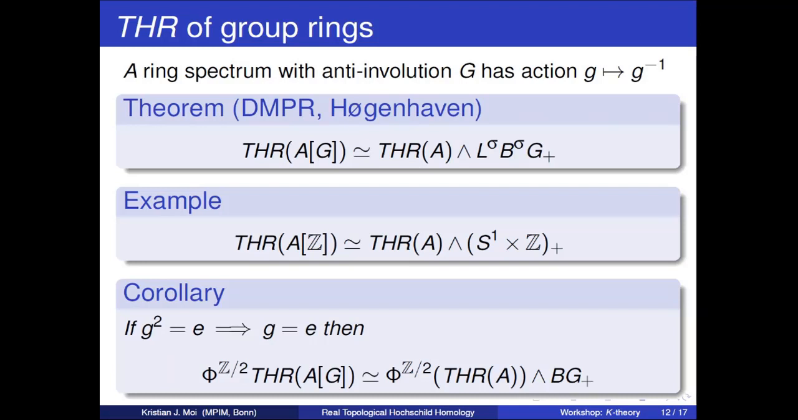What I'm doing here is basically applying the geometric fixed point functor to this thing, and the geometric fixed point functor distributes over the two factors. Then, under this condition, the geometric fixed points here will just be BG itself. But when this condition is not satisfied, then this is significantly more complicated, you get new factors.